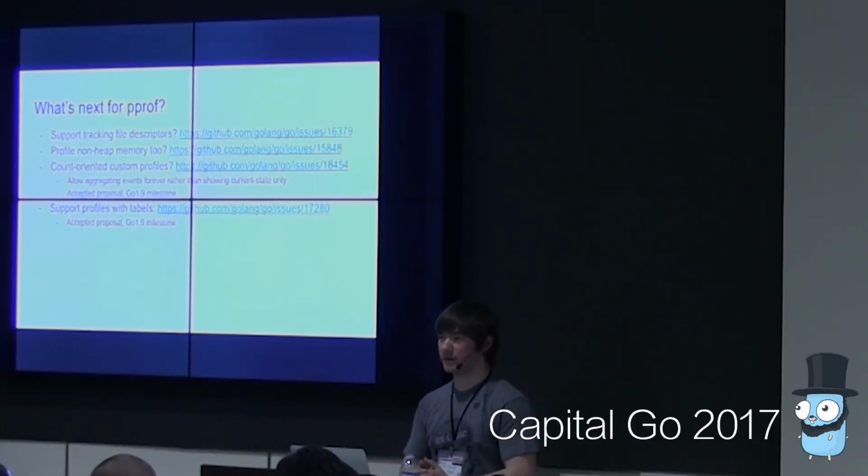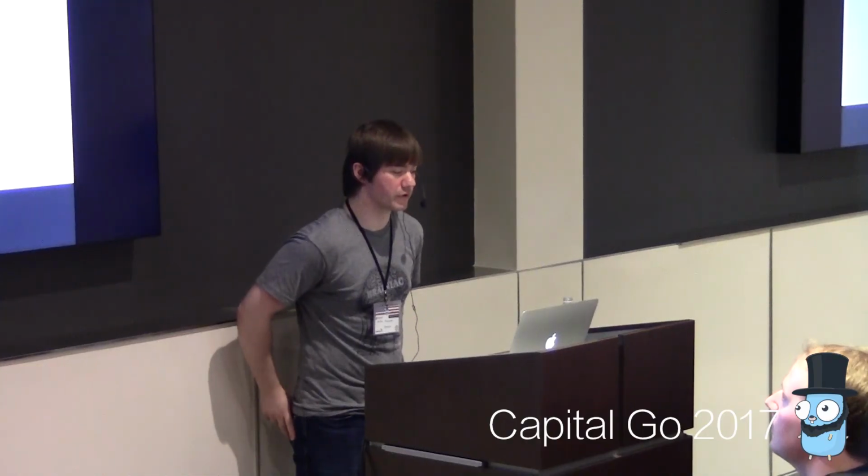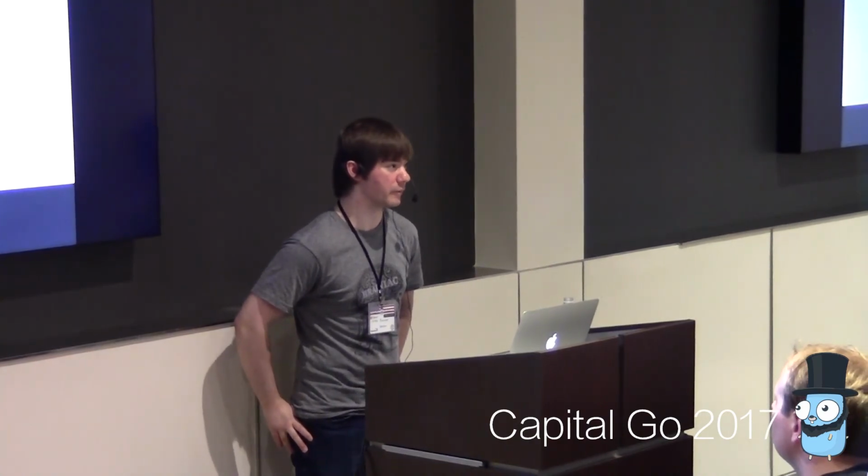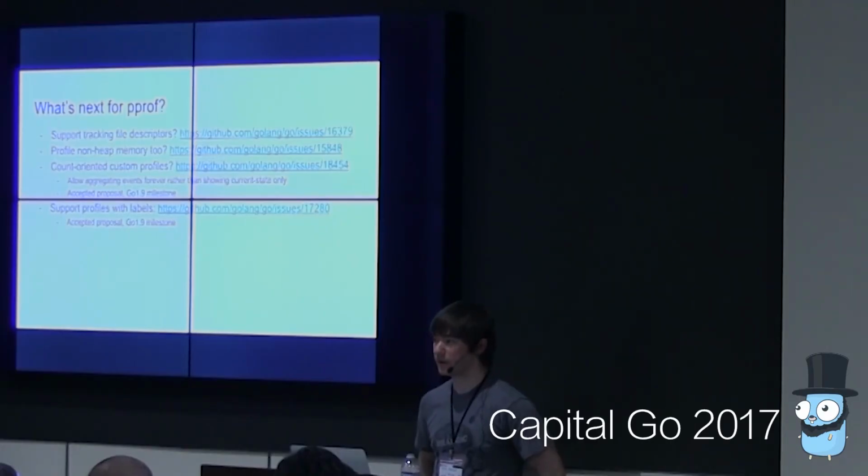What's next for pprof? I scoured the GitHub issues list to see what kind of pending proposals there were, and picked out a few that sounded interesting. The first two are not accepted yet, but they're still under discussion. Supporting tracking file descriptors natively, so that'll be really cool. Anytime you've got an open file descriptor, you can track it and keep off the runtime. This will probably be set up the same way as mutex and block profiling, disabled by default, and we enable it with a runtime function.